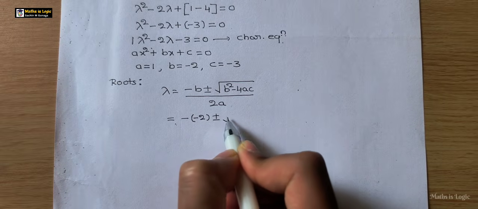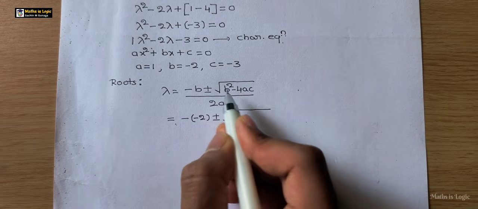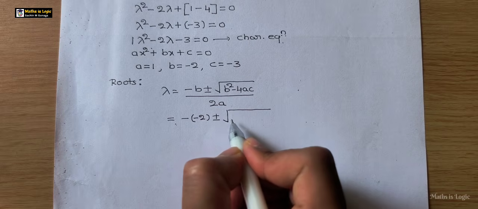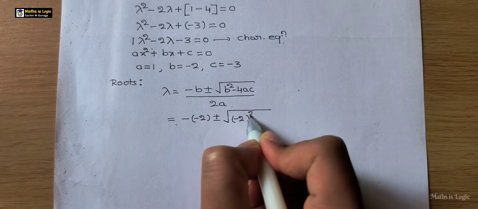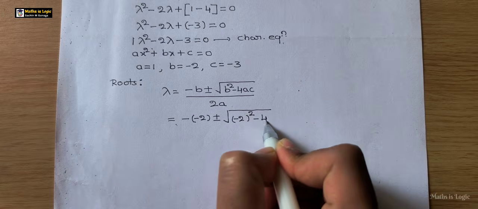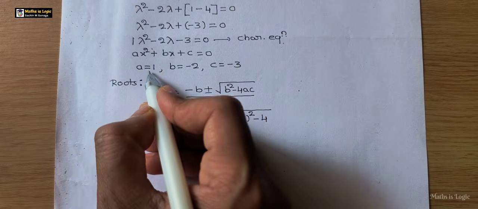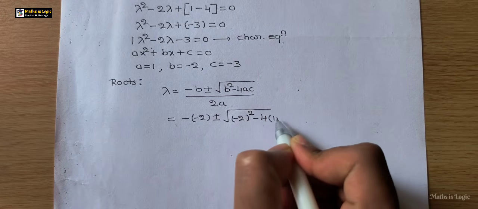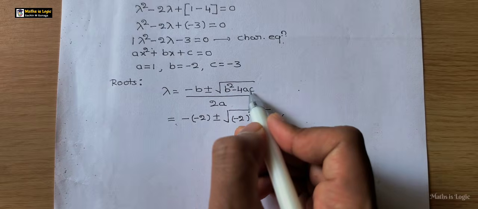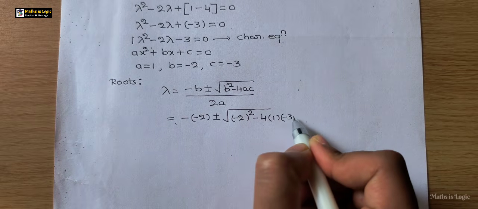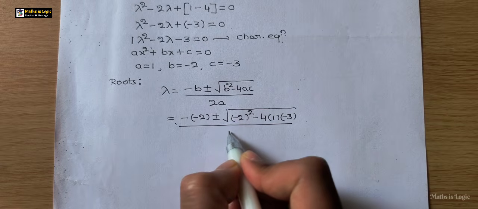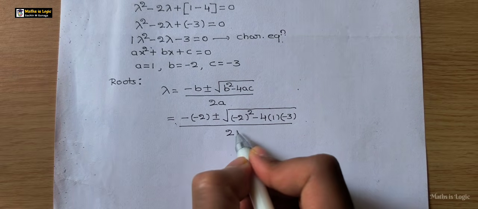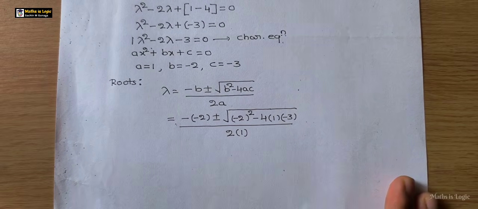Next plus or minus square root of b, again b is minus 2, square is there, so keep that square as it is, minus 4a, what is that? A 1 into c, what is that? C minus 3 divided by 2 into a. A means 1, so it is 2 into 1.